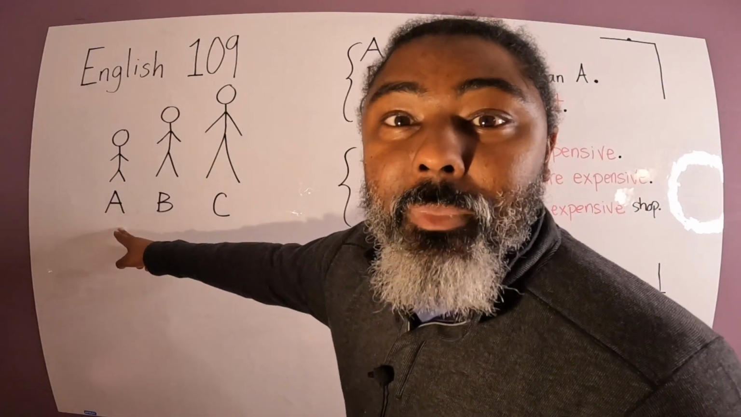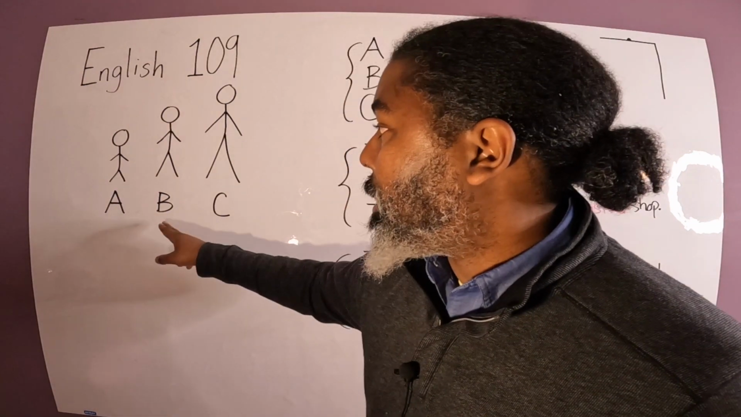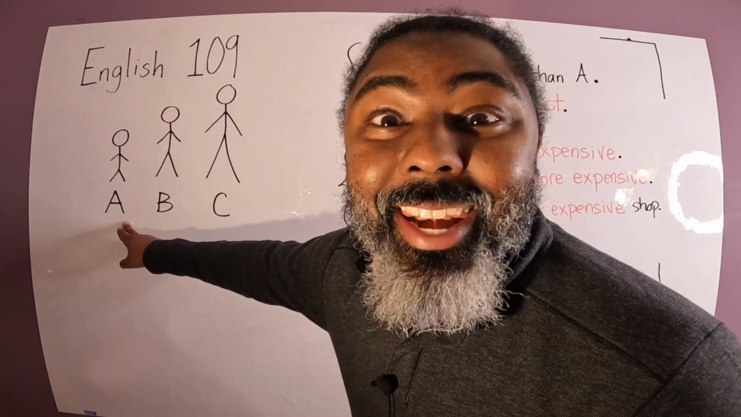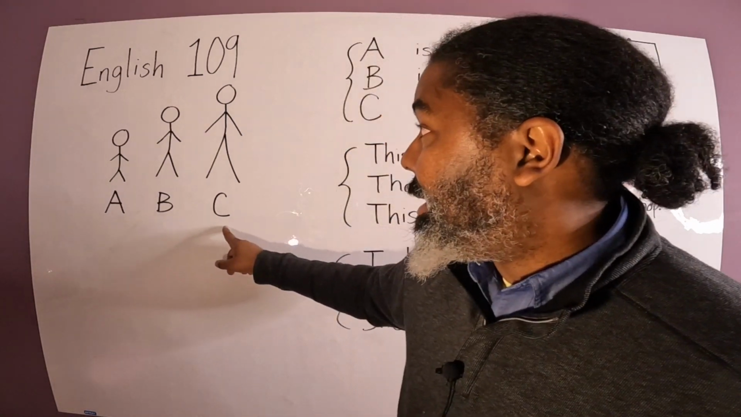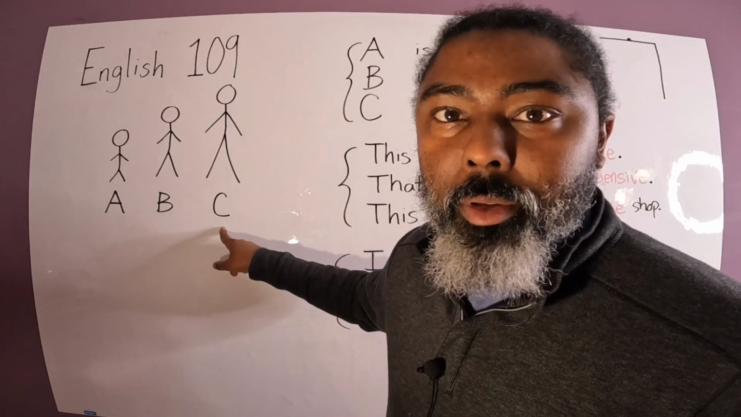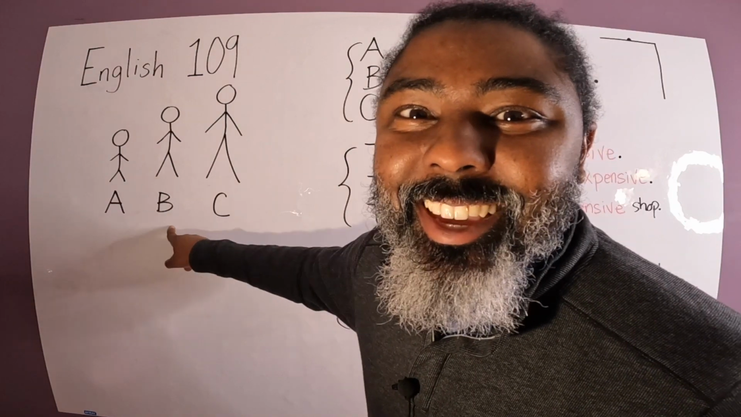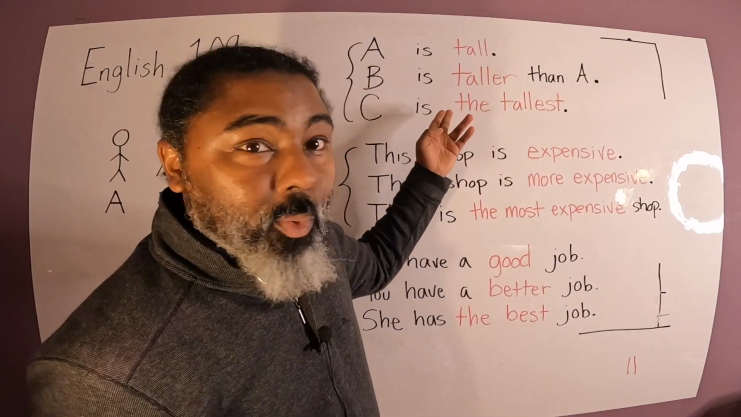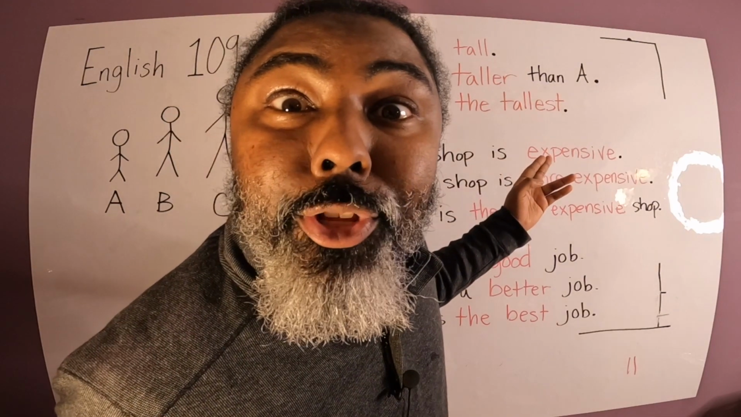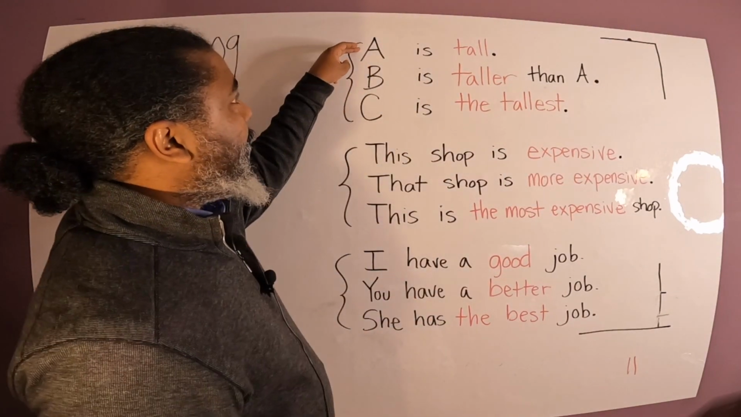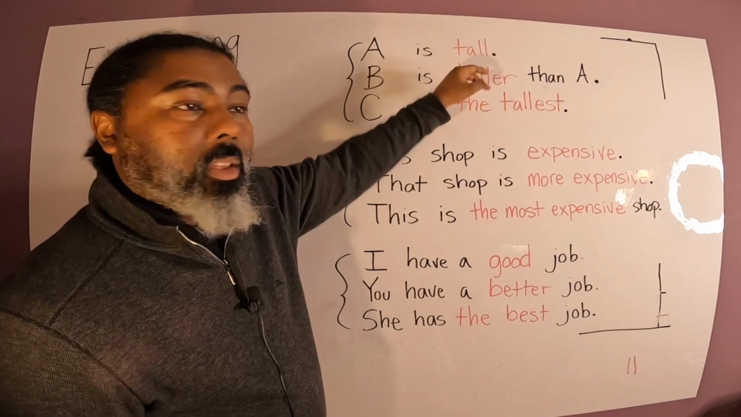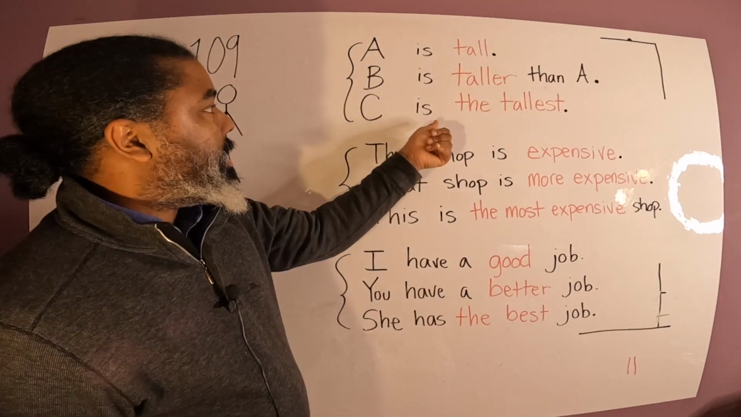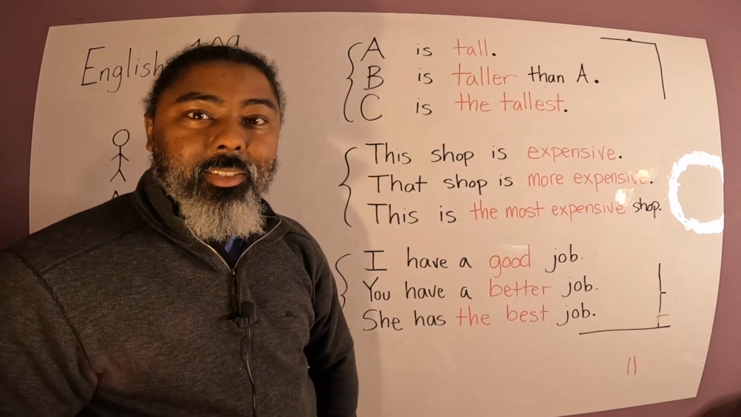A is tall. B is taller than A. And C, well, C is the tallest. Alrighty, guys. What I just said is right here. Do you see it? A is tall. B is taller than A. C is the tallest. Okay?